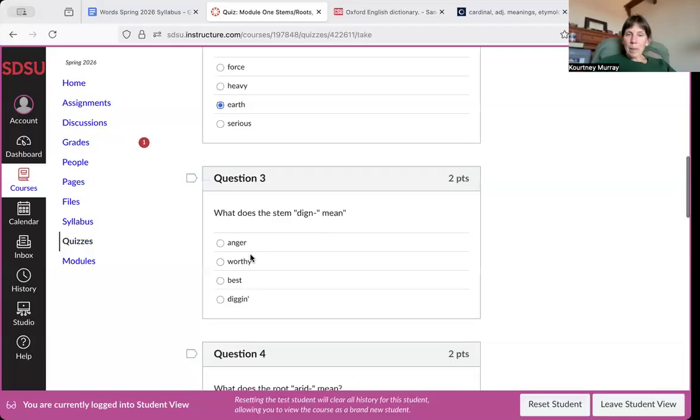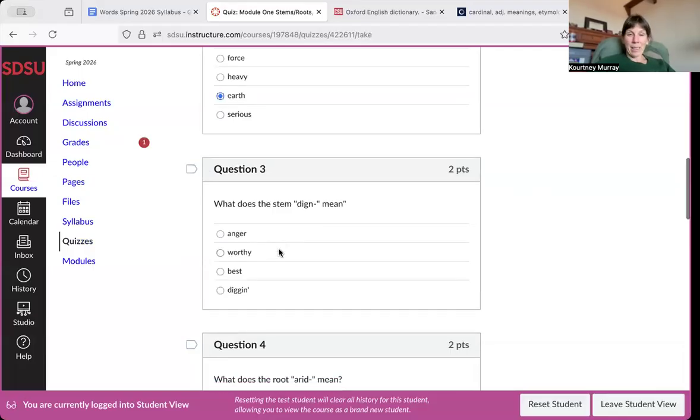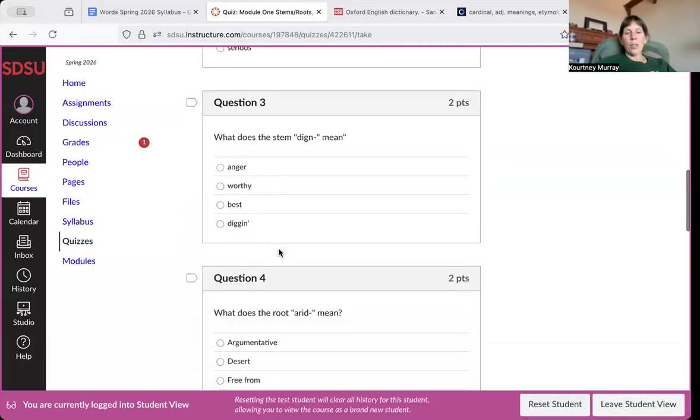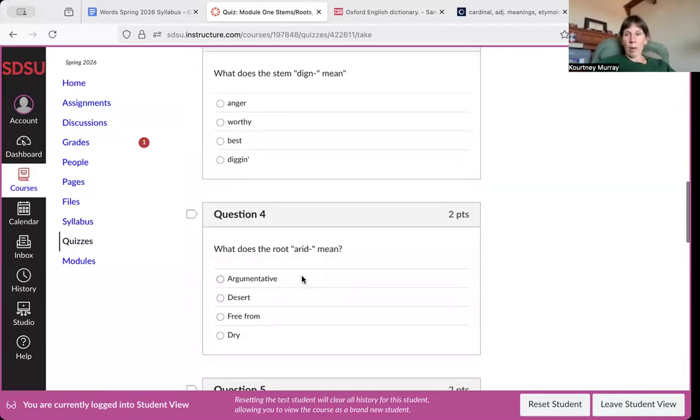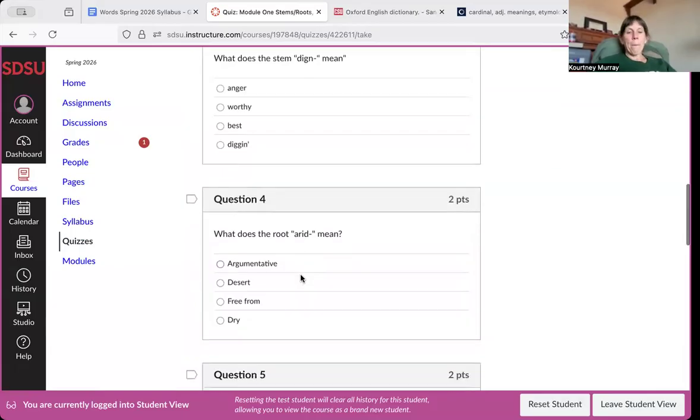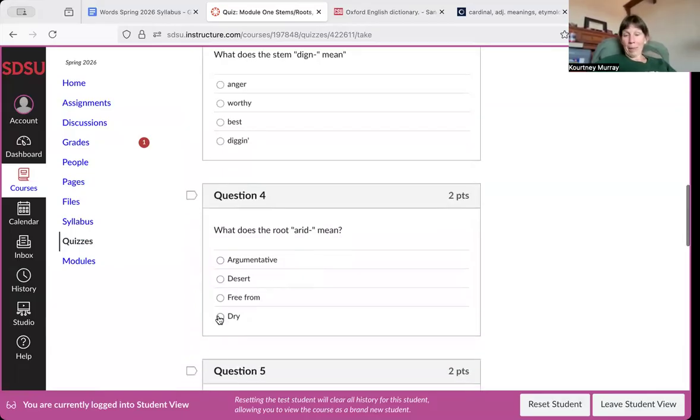Now, this can be a little bit pedantic. I had to take all of the definitions from the book. So let's say that the root arid, and you're just like, oh, well, I know that the word arid means hot. But in the book, it doesn't mean hot, it means dry.